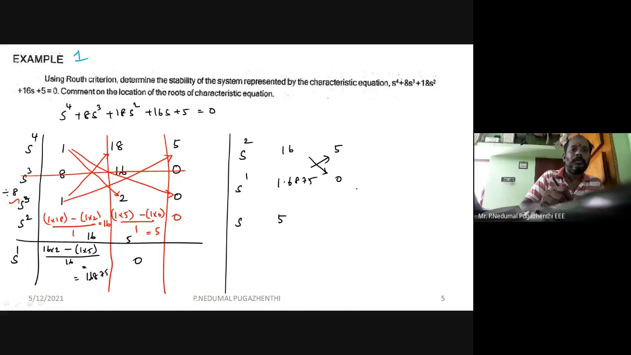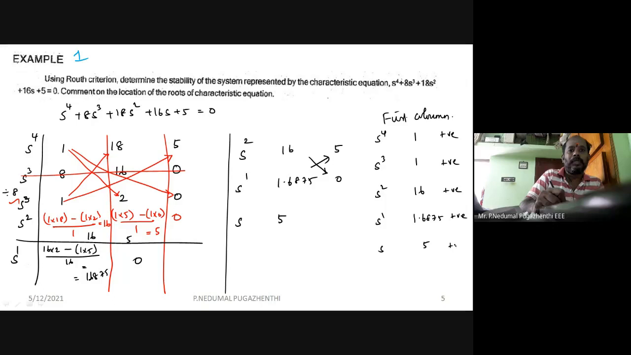So what is my first column? The first column is s power 4, s cube, s squared, s power 1, and s. What are the first column values? It is 1, again 1, 16, 1.6875, and 5. This is positive, positive, positive, positive, and positive. All elements in the first column are positive. So what is the comment? The system is stable. Any doubts here?